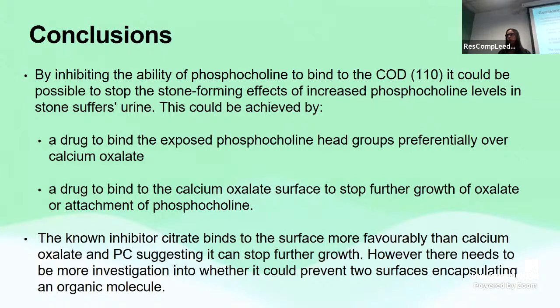So in conclusion, if we could potentially stop the phosphocholine molecule binding to the COD surface, we could suggest a treatment for kidney stones of this type. You could either do that by developing a drug to bind to the phosphocholine, or by developing a drug to bind to the surface and stop the phosphocholine binding. This could be done by citrate. However, we need to do a bit more investigation to see whether the citrate could stop another surface coming and growing on top of it.